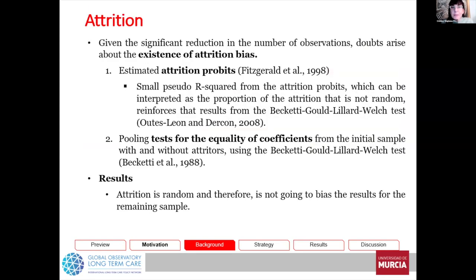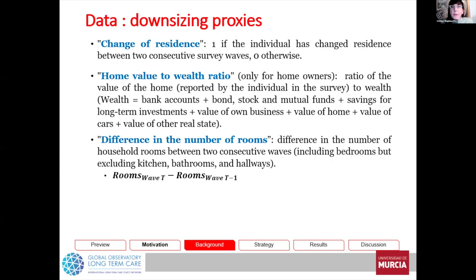I'm going to skip this part, but given that we have selected individuals that participate in all waves, we have tested the existence of attrition bias. We have estimated the corresponding attrition probits and made tests for the equality of coefficients from the initial sample with and without attritors. The results confirm that attrition is random and it's not going to bias the results for the remaining sample. The three variables that we are going to analyze are the following: the change of residence, that takes the value 1 if the individual has changed residence between two consecutive survey waves; home value to wealth ratio.